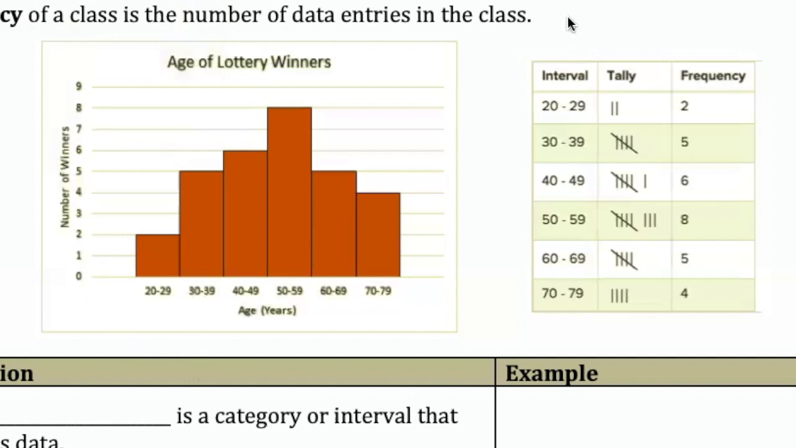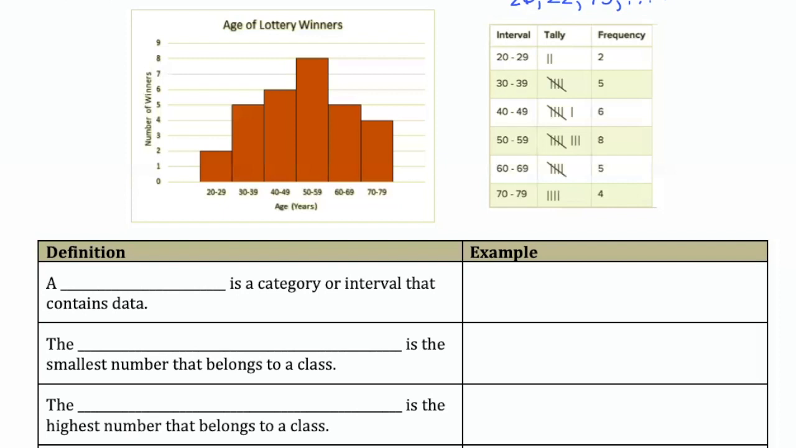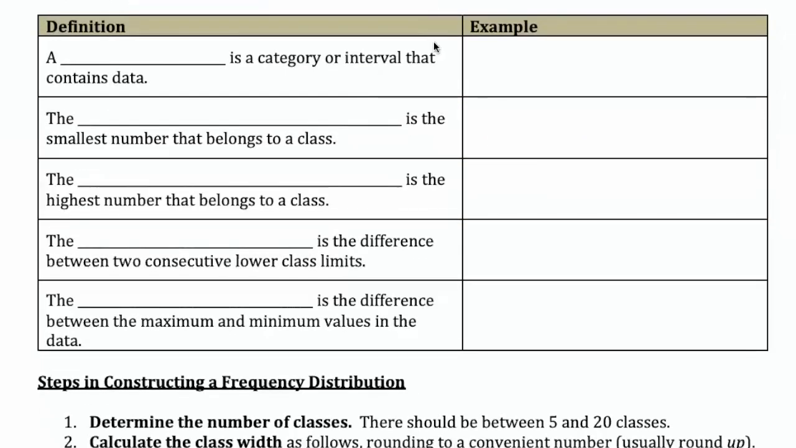So theoretically, I would have had a list of data that said, here are the ages of lottery winners. So there'd be like a 26 and a 22 and maybe a 73, etc. And you would go through and put a tally mark in this column for each age and the interval it belongs in. We're going to do that in the example, but you've probably seen that before. Before we do our example, though, I want to get a couple of definitions out of the way.